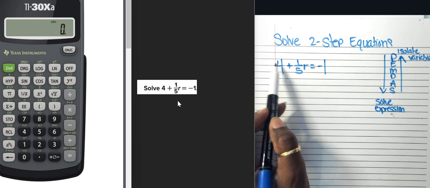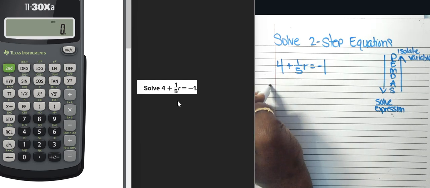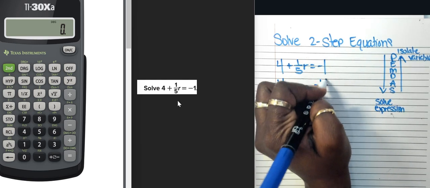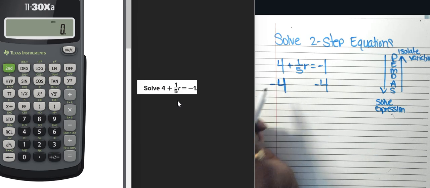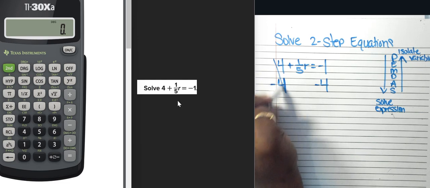I notice that we have a positive 4. So I'm going to subtract 4 from both sides. When you're adding or subtracting, remember you want it to become 0. So you'll need to use the inverse operation in order for you to do that. And you're just going to use the opposite number on the number line. So this was a positive 4, so I'm going to use a -4. By doing that, that cancels out.